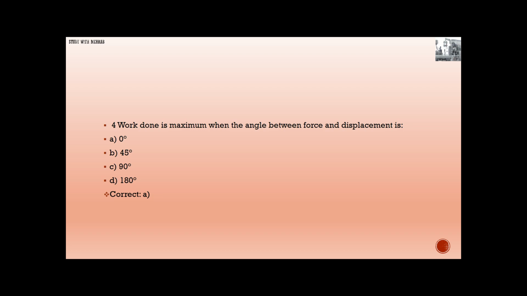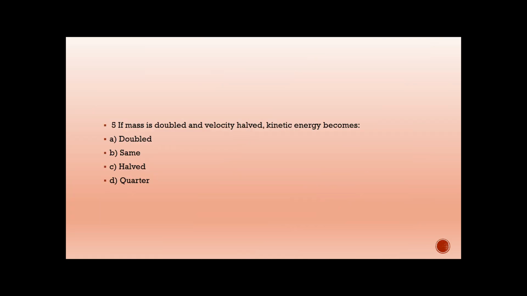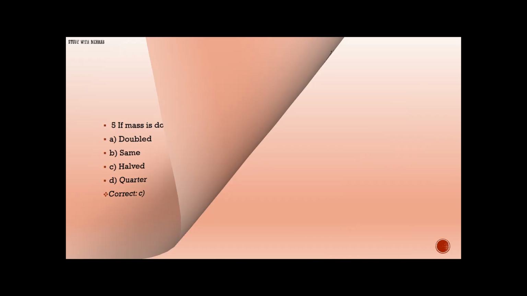If mass is doubled and velocity is halved, kinetic energy becomes double, same, half, or quarter? So the answer is half, because kinetic energy is equal to 1/2 mv squared. Kinetic energy is equal to 1/2 multiplied by 2m multiplied by (v/2) whole squared, is equal to 1/2 of the original.